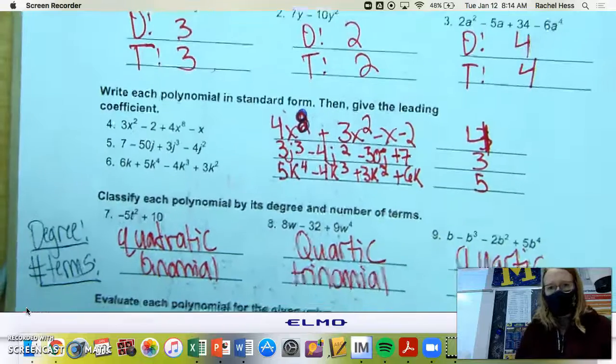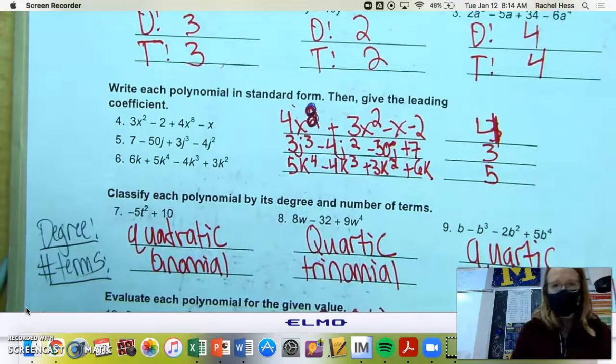Putting things in order and then identifying the leading coefficient. Make sure you're stealing the sign from in front of each individual term. That's important.